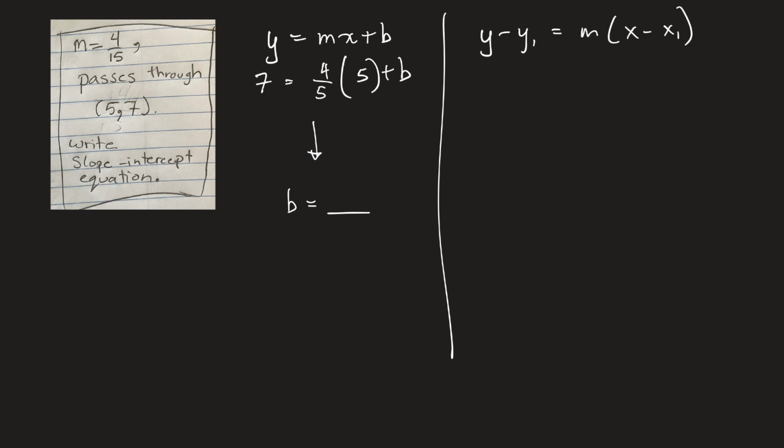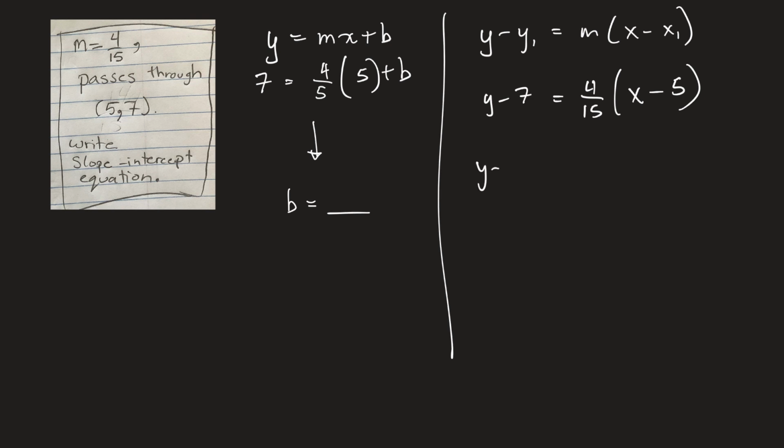And when you use this equation, you're not solving for anything, you're just rewriting it in y equals mx plus b, having plugged in all the stuff you need. So your slope is 4/15, x value is 5, y value is 7.